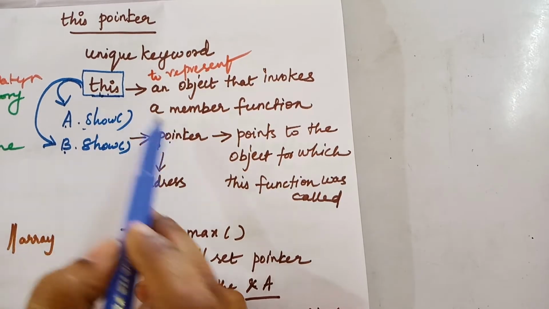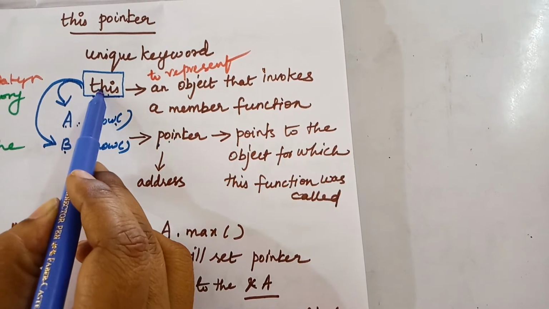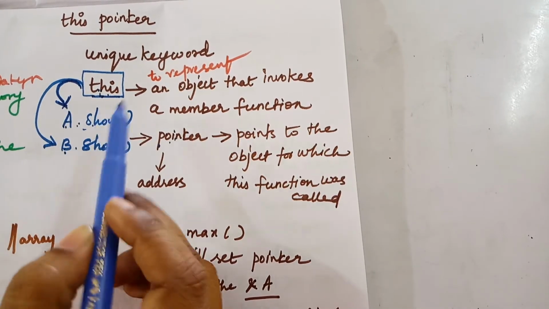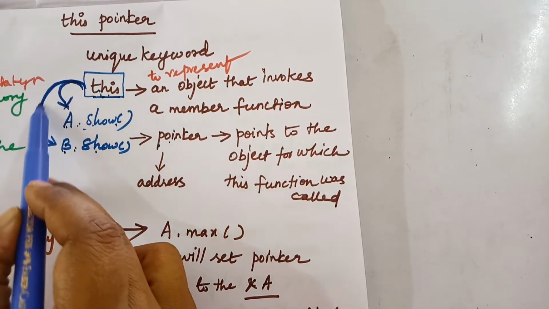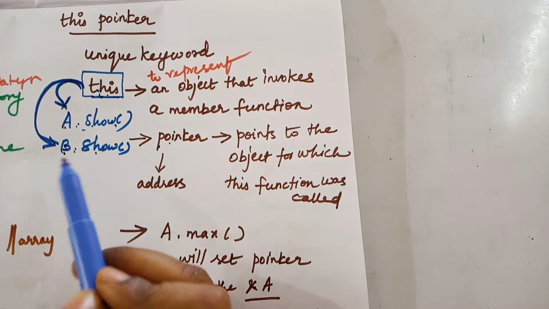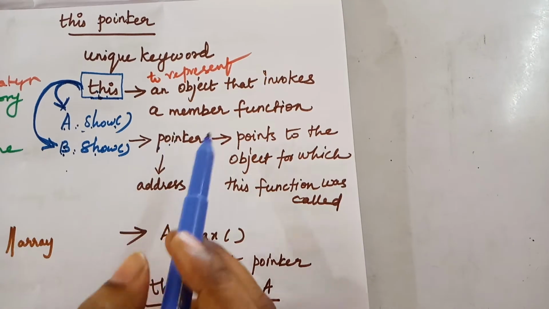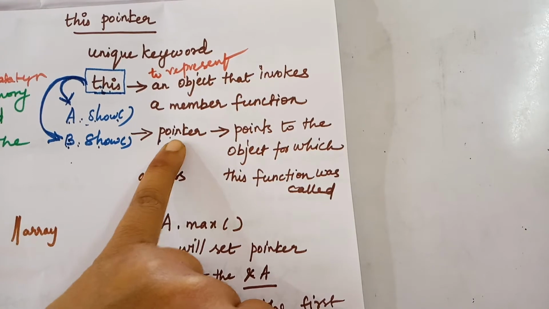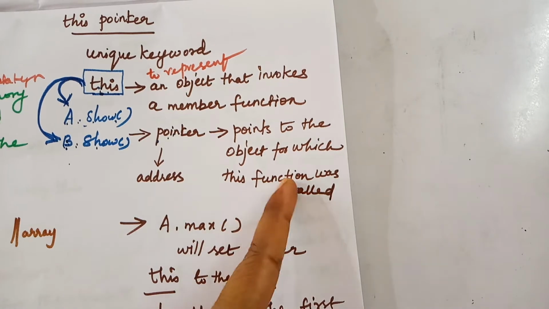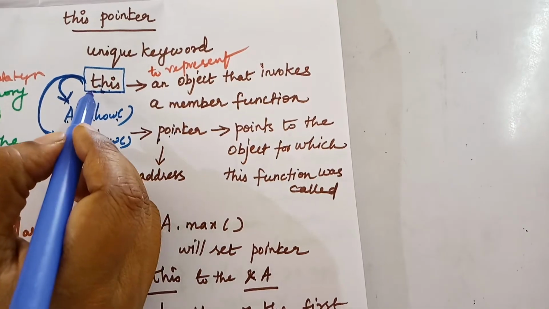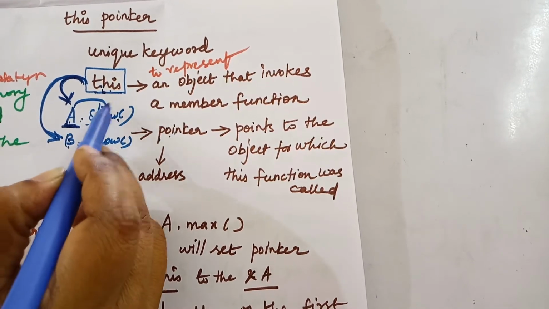It consists of the address of an object. While you are calling a.show(), this represents the address of a. While you are using b.show(), this represents the address of b. So based on your program, it changes its address. It is also a pointer which consists of an address. It points to the object for which this function was called. So the this pointer indicates the address of the object for which you are calling a member function.